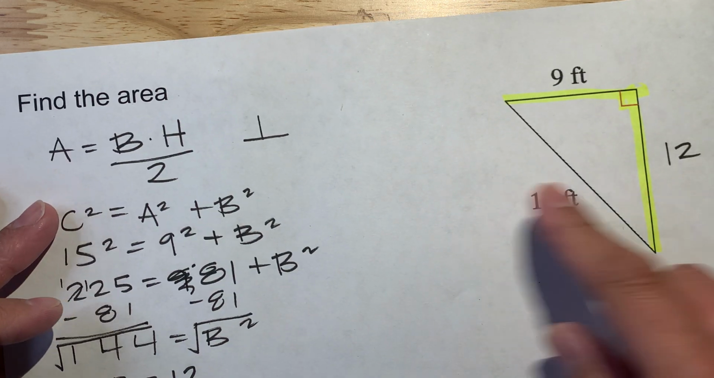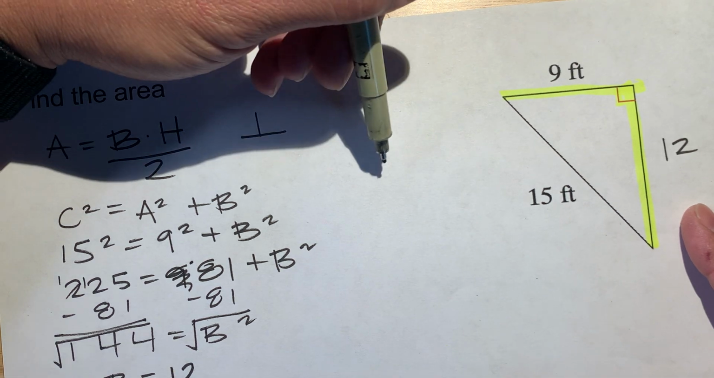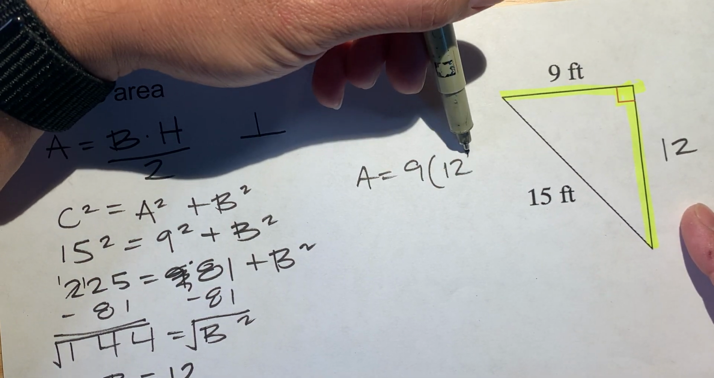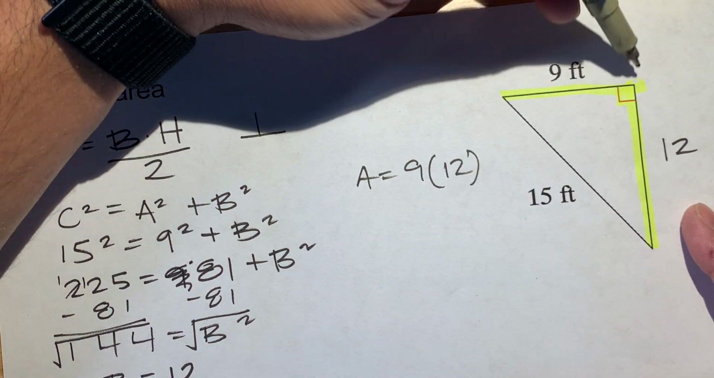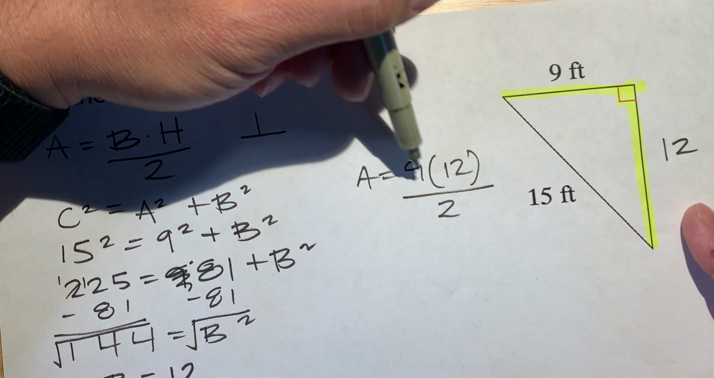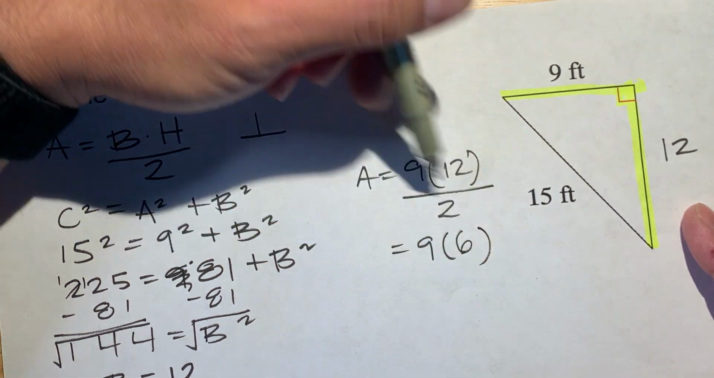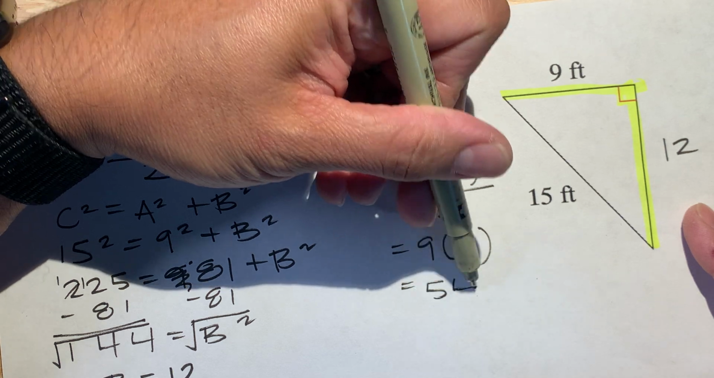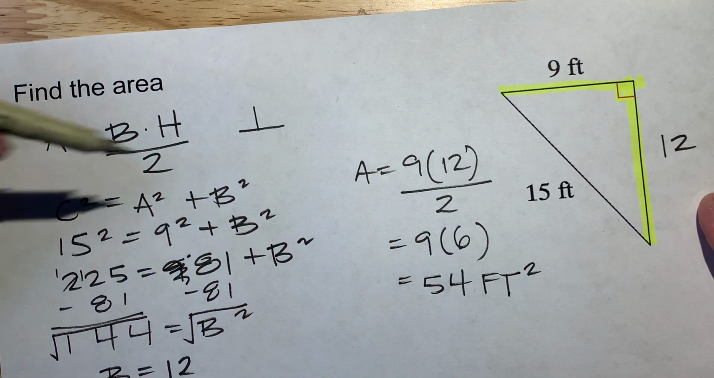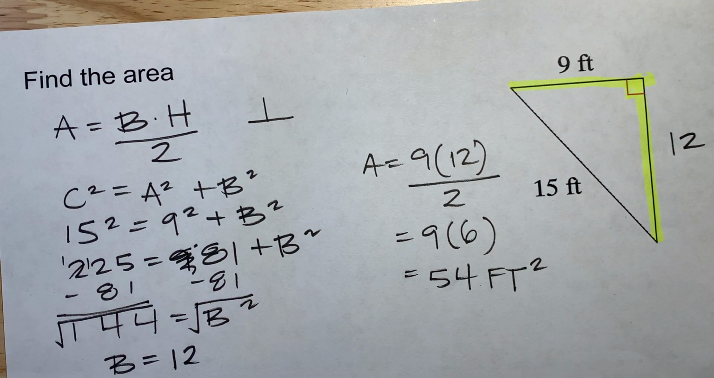Now we can use this formula, base times height divided by 2. I'm just going to substitute. So area equals 9 times 12, the two sides that are perpendicular to each other, divided by 2. Let's go. 12 divided by 2 is 6, so 9 times 6 is 54 feet squared. There's our final answer. So 54 little squares fit inside of this triangle.